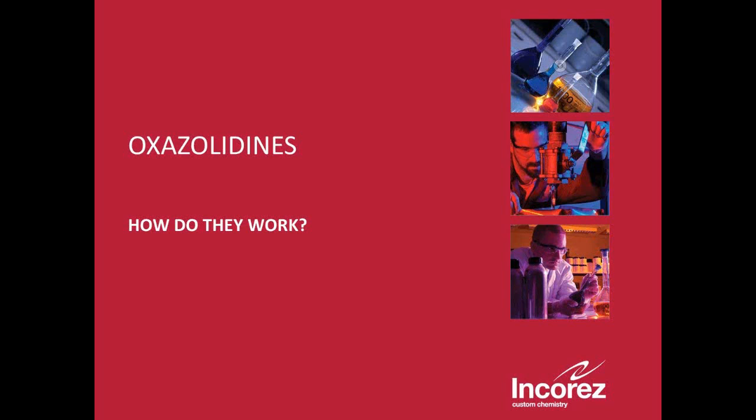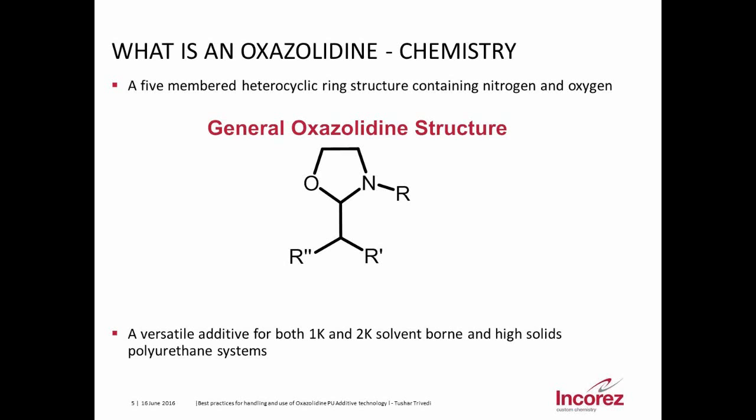Now I'll move on to what oxazolidines are and how they work. Let's start with a bit of chemistry. So what is an oxazolidine? Well, it's a 5-membered heterocyclic ring structure containing nitrogen and oxygen, as shown here in this diagram. It's a versatile additive for both one component and two component solvent-borne and high solid coating systems.